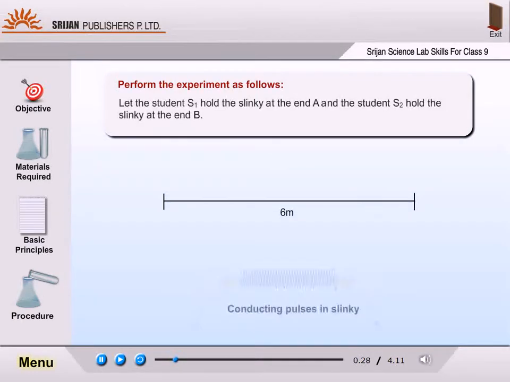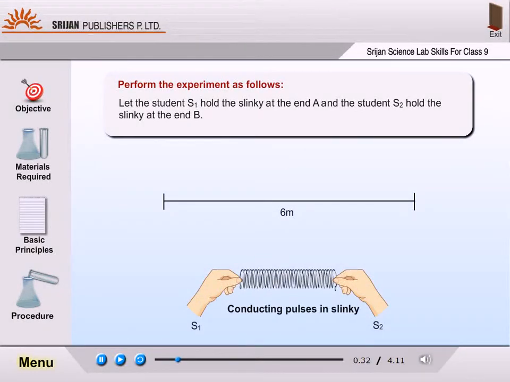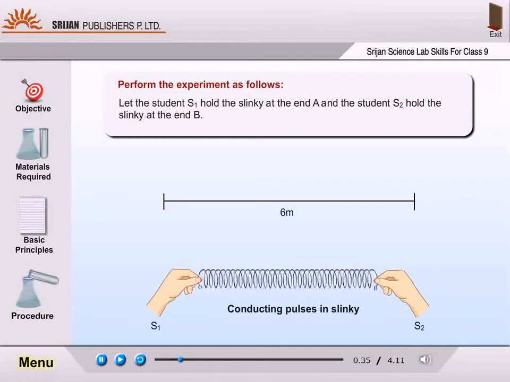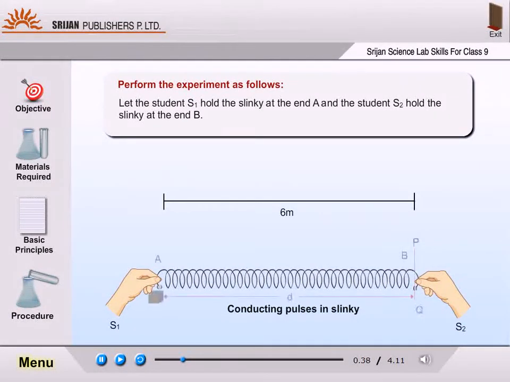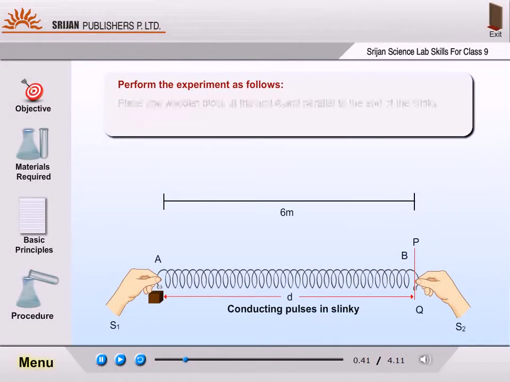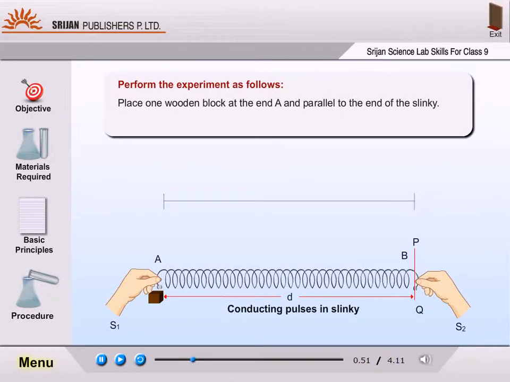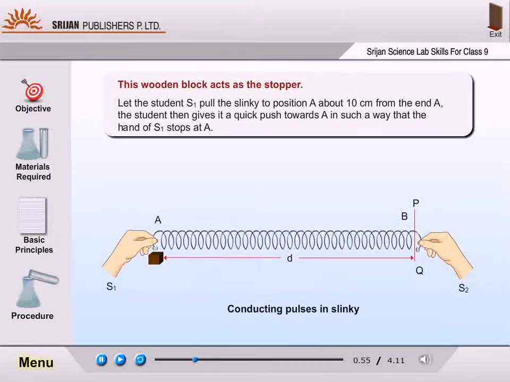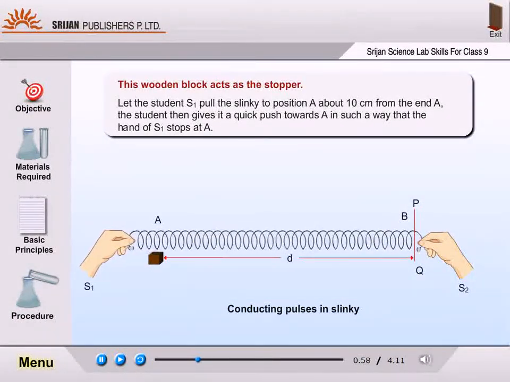Let the student S1 hold the slinky at the end A and the student S2 hold the slinky at the end B. Place one wooden block at the end A and parallel to the end of the slinky. This wooden block acts as the stopper.